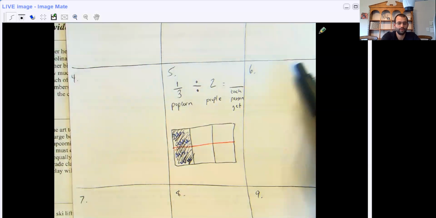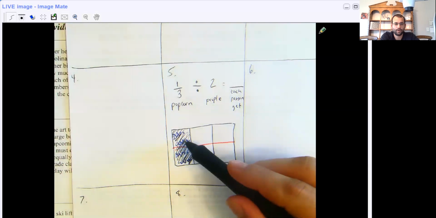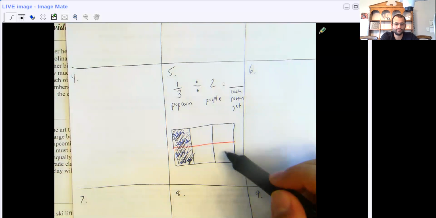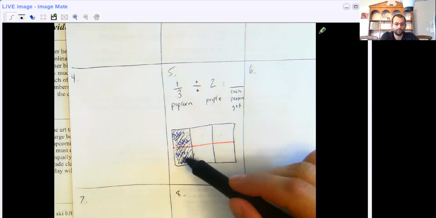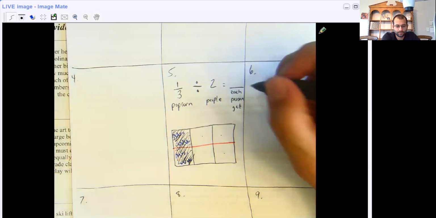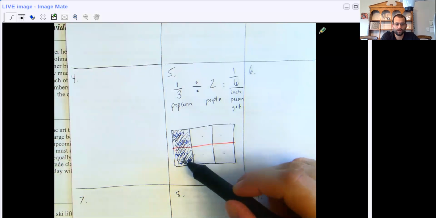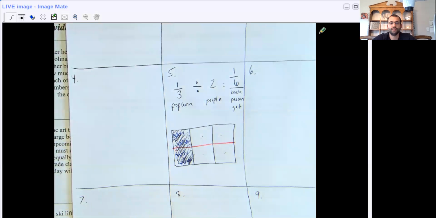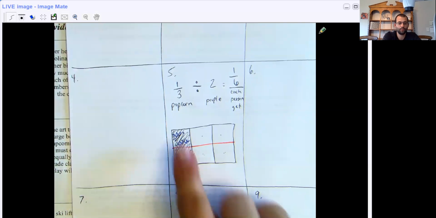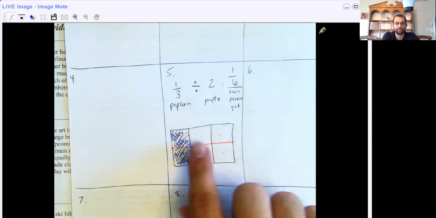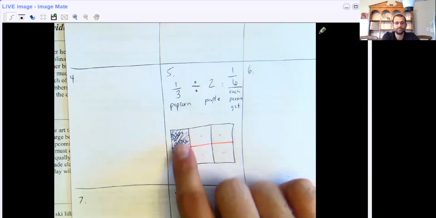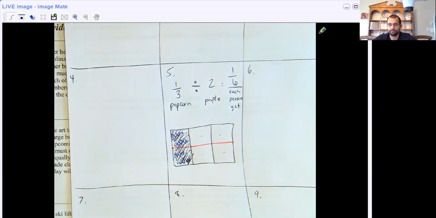So Mr. Wu is getting 1 piece out of 1, 2, 3, 4, 5, 6 pieces. And Mrs. Wu is getting 1 out of 1, 2, 3, 4, 5, 6 pieces. So each of them is going to get 1/6. So they take their 1/3 right here, and we had to split it so they each got a piece by 2 to get 1/6. All right, so take a look at that. See if your work on your paper matches.